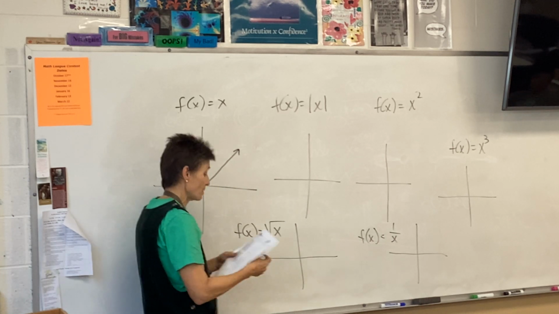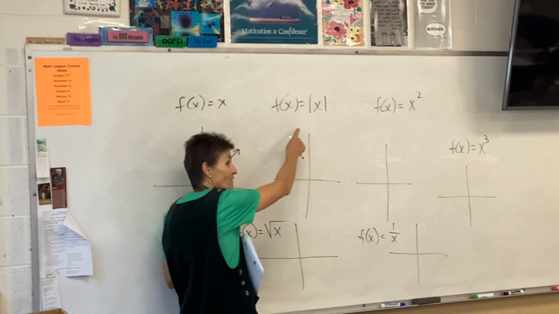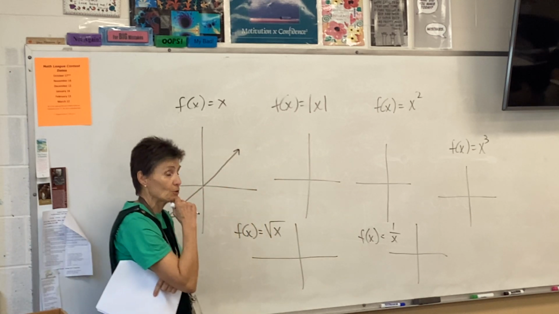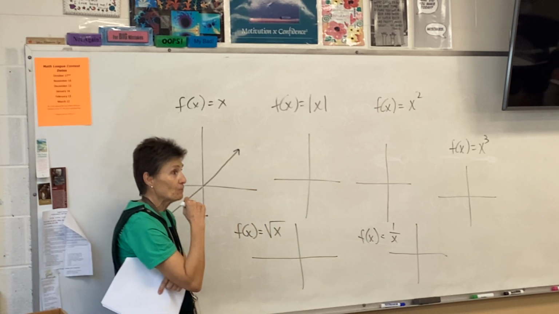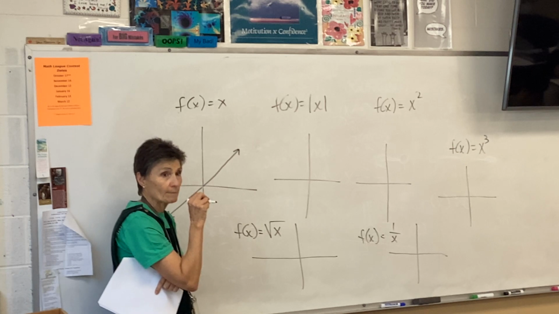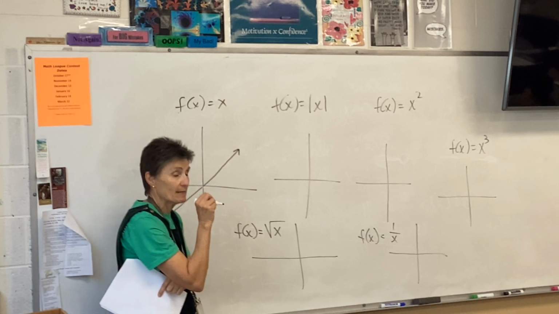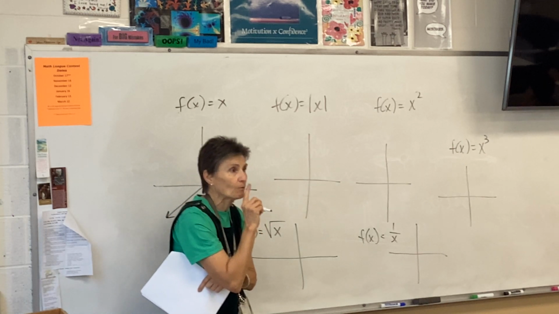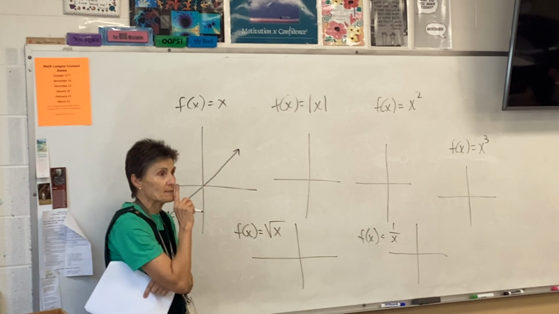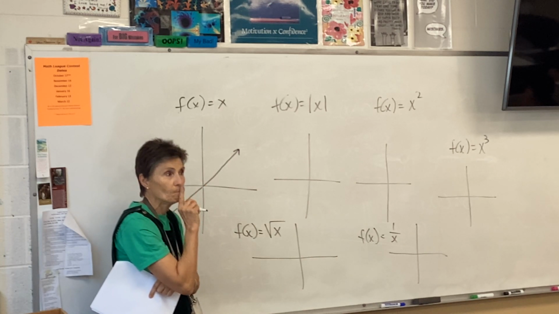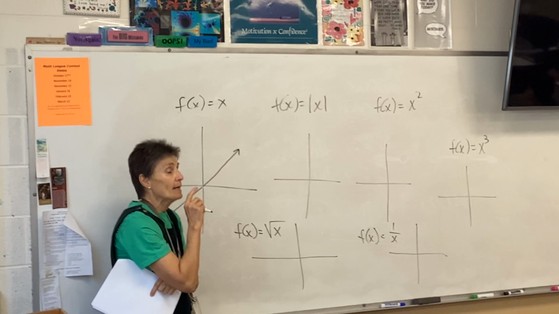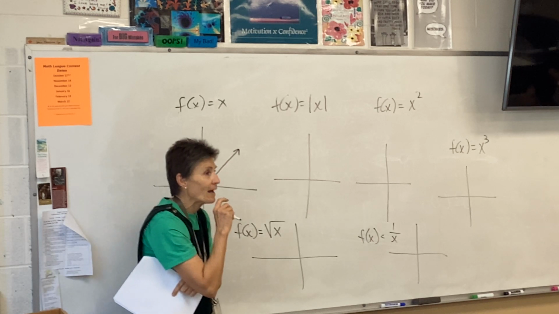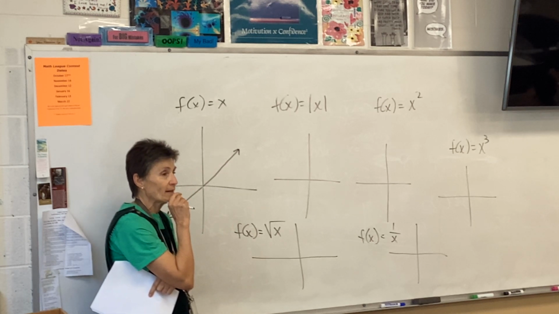Okay, the next one on the paper there is the absolute value. This is the absolute value function. If you filled in your T-chart, you would see it easily, but does anybody remember from last year what the absolute value looks like, Kyle? Is it like a V? It is a V. And always remember that absolute value is a V.